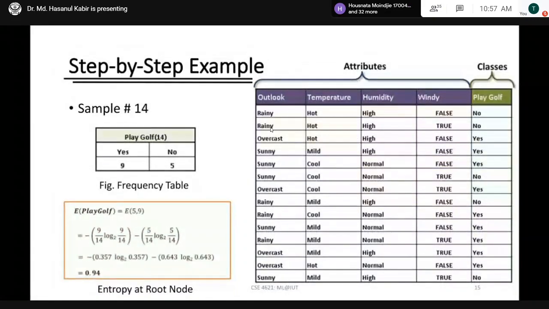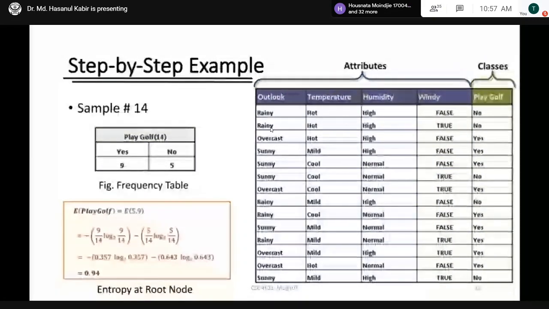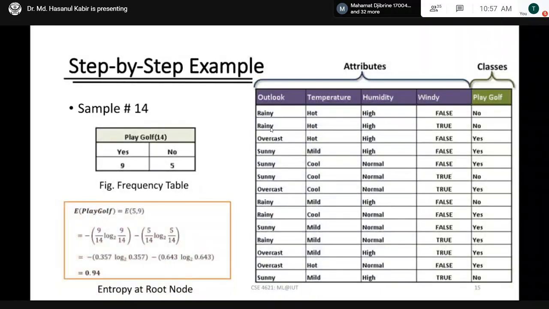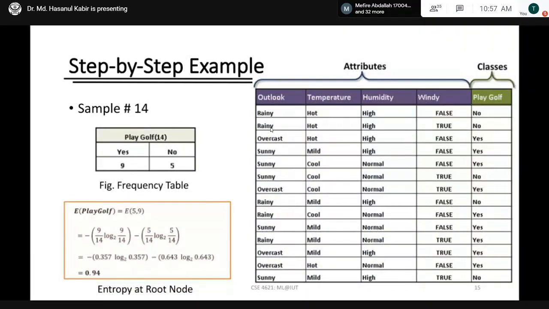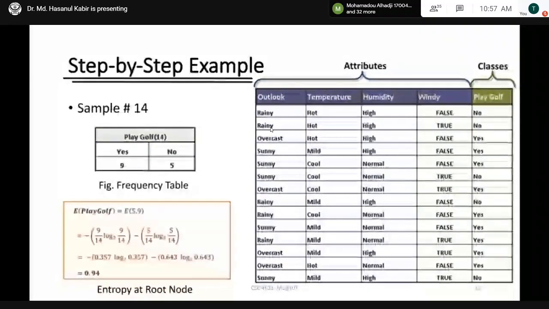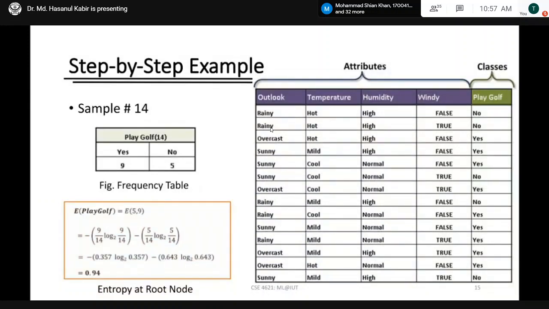But if you give it to the computer, the computer has to decide. So what will it do? The computer will basically try to compute the entropy for each of the splits. First of all, if I want to compute the split using outlook, do we have to compute the entropy value? Yes or no?